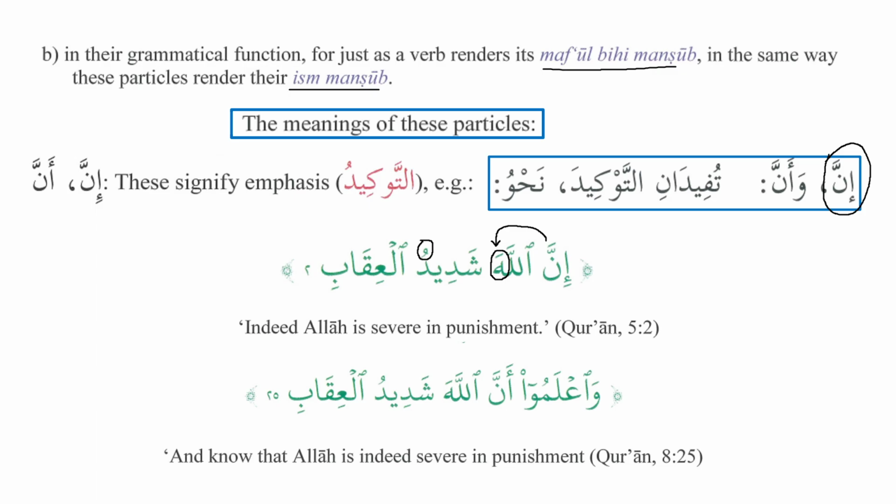Wa'lamu anna Allaha shadidul iqab. And here we have anna, and I'm sure you can tell me why we have anna over here. Because it's in the middle of the sentence. Excellent. Yes, it's in the middle of the sentence, or it is after the verb. Alama, it will be anna only. So generally inna comes in the beginning of the sentence, and anna comes in the middle of the sentence, or it comes after the verb. Wa'lamu anna Allaha shadidul iqab. And know that Allah is indeed severe in punishment. So we can see over here indeed and also indeed, as we know that both of them are used for emphasis.